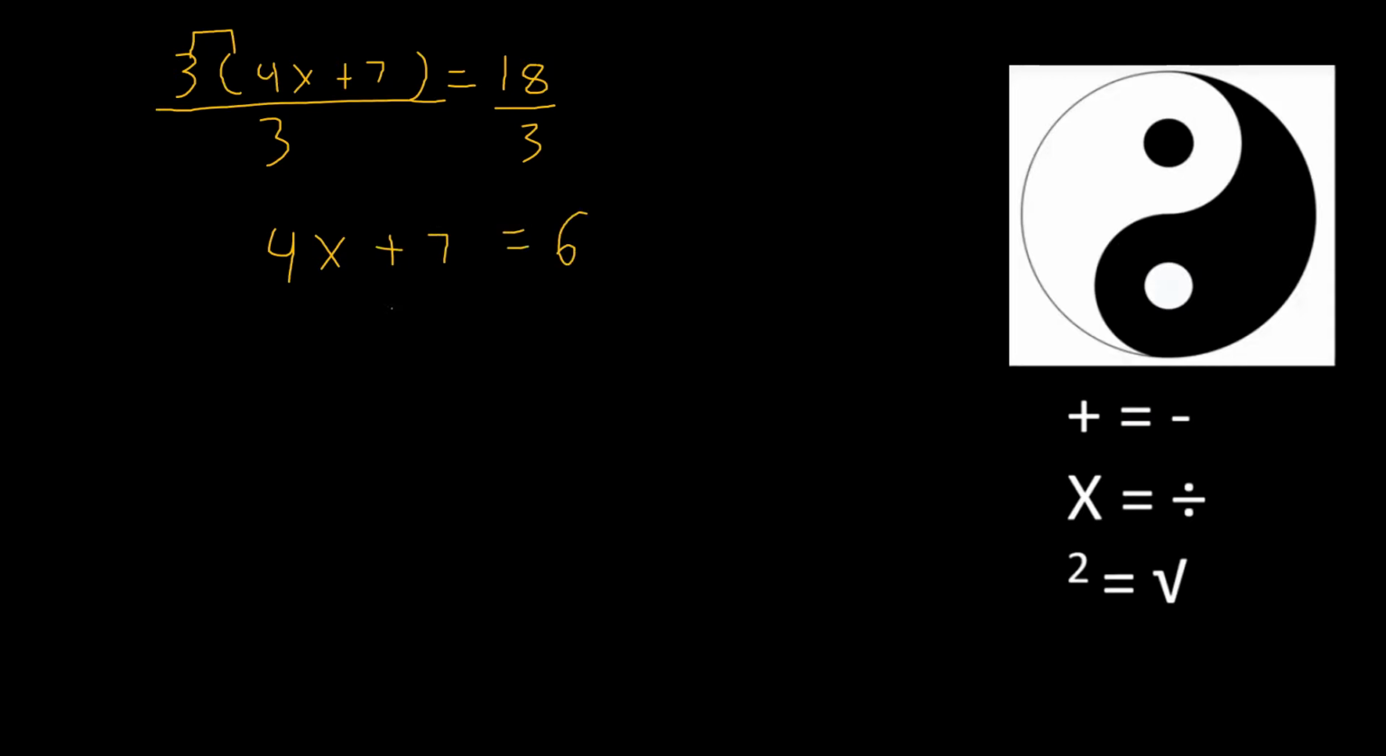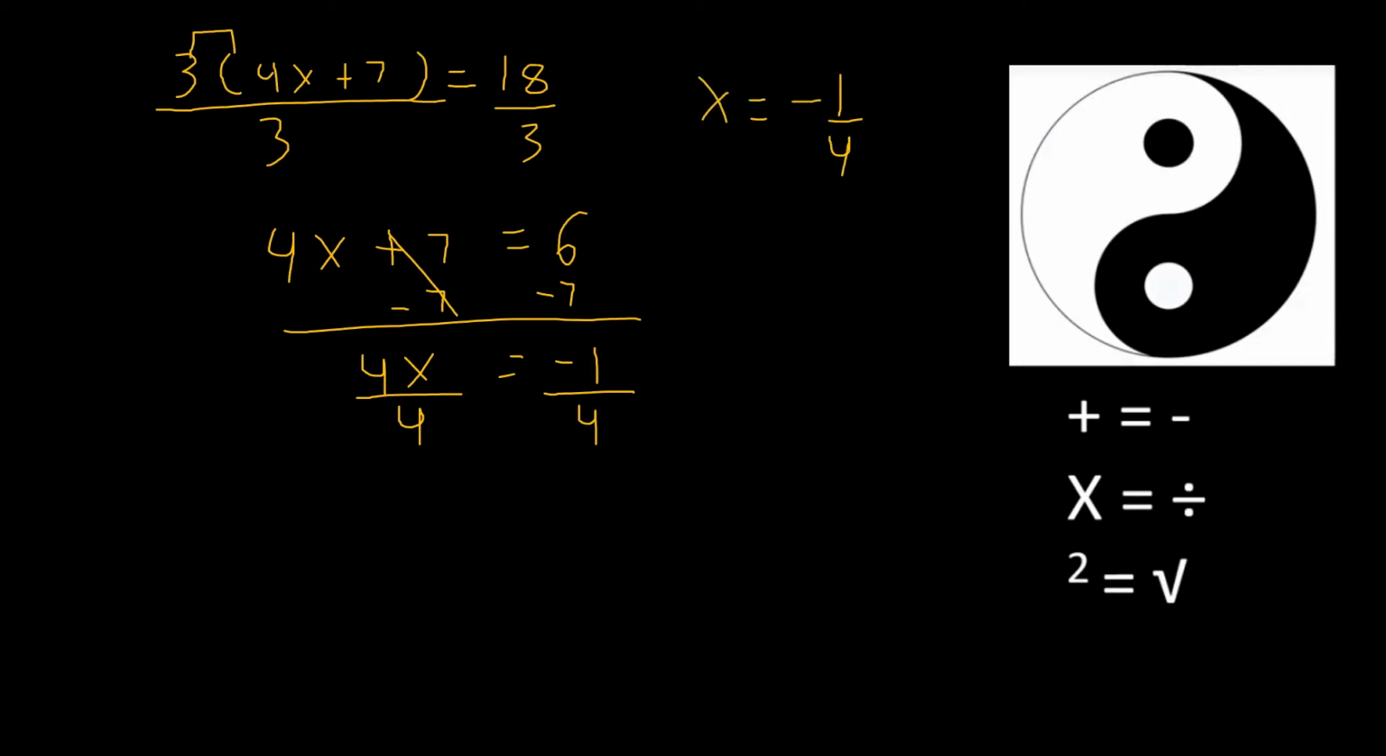From here, I'm going to subtract 7, subtract 7. So that's negative 1. And then it's 4x. And then we're going to divide by 4 since the 4 and the x are multiplying. And so we now get our answer as x equals negative 1 over 4.